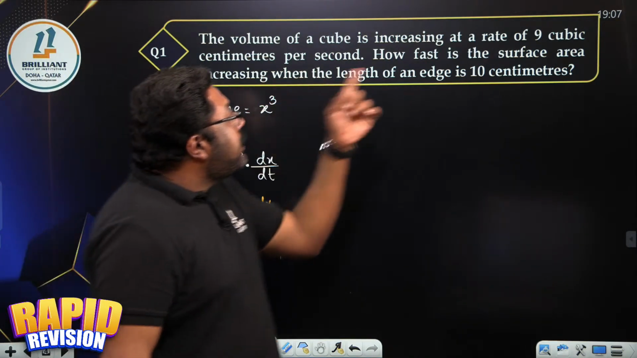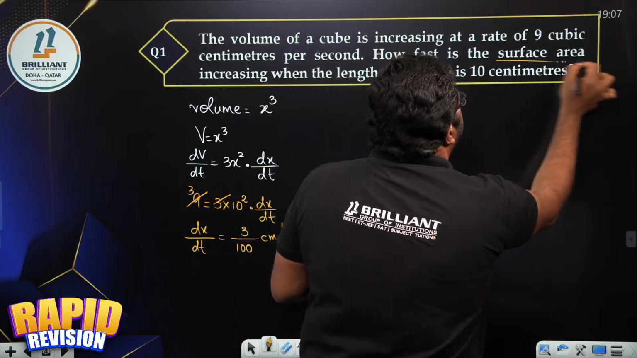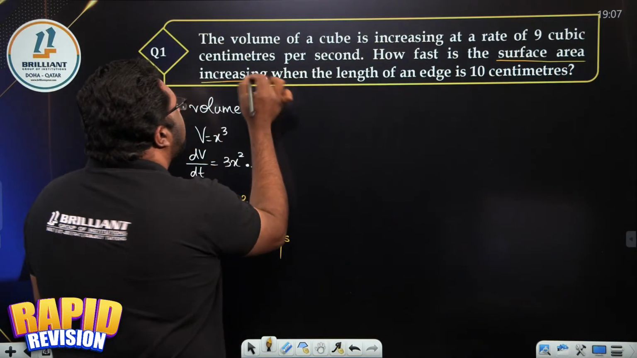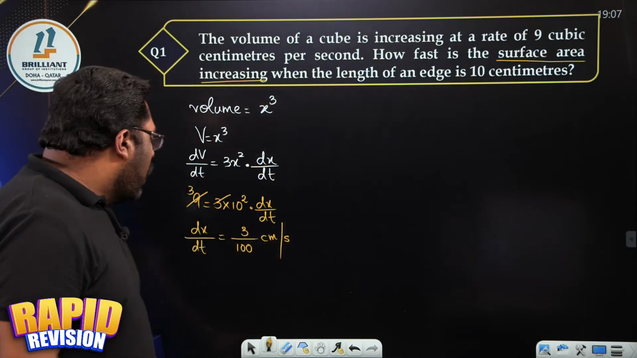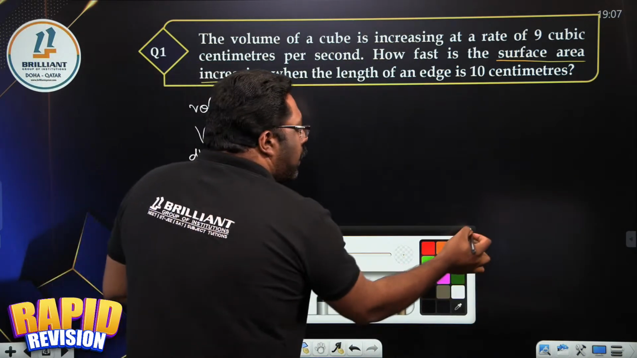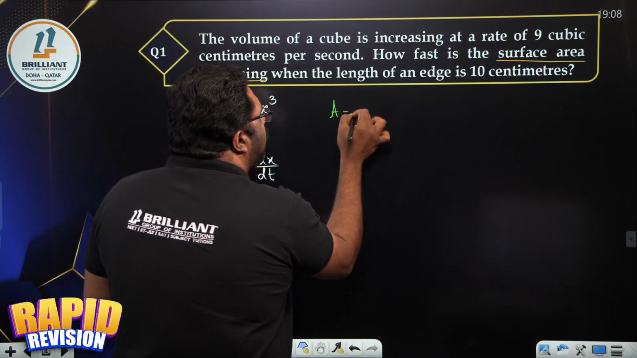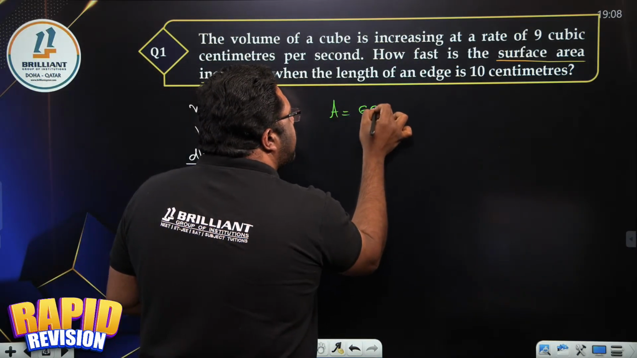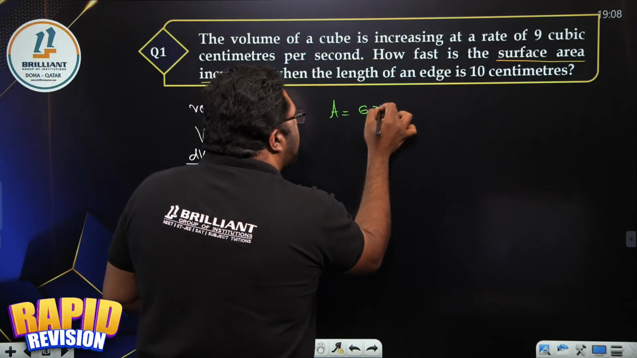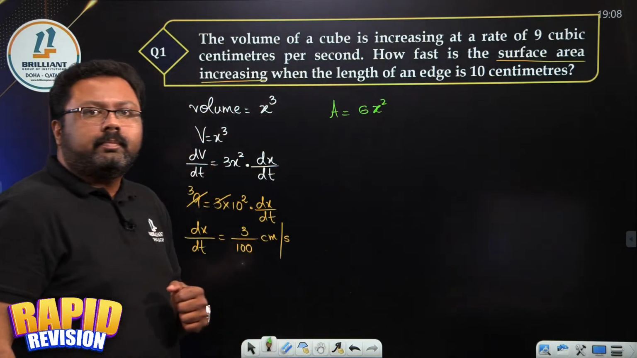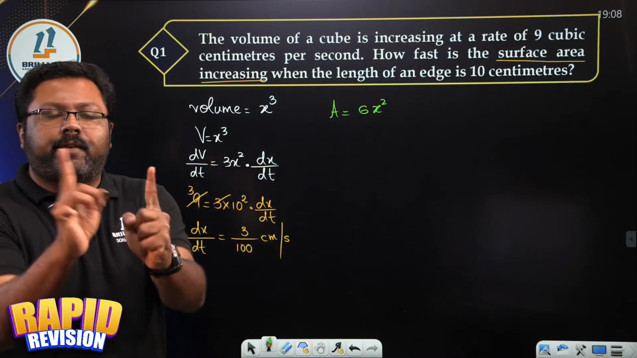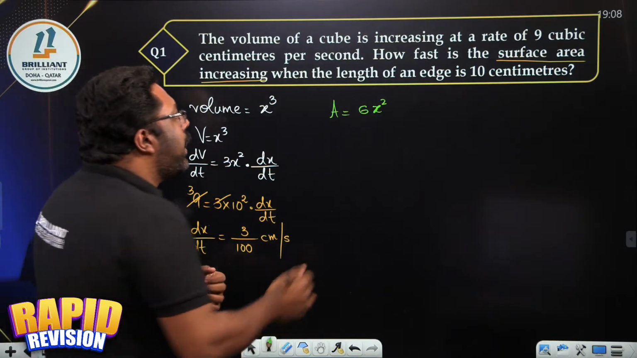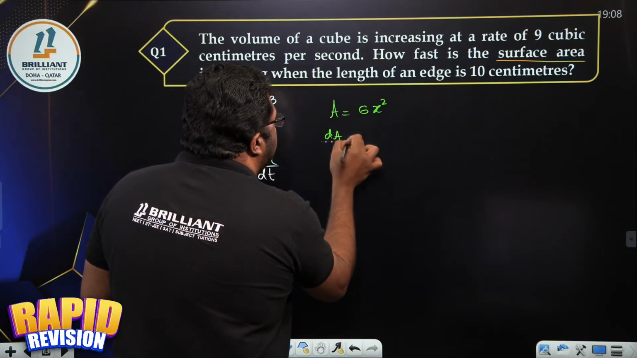Now what is the question about? How fast surface area increases? What is the formula for surface area of a cube? Surface area of a cube is 6x squared. 6 squares make the surface of a cube, 6x squared. So what is the change in its surface area?